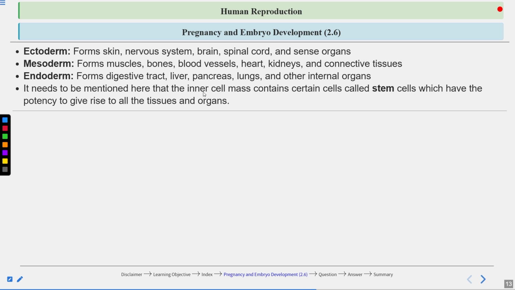It needs to be mentioned here that the inner cell mass contains certain cells called stem cells. Stem cells keep on dividing, and then they can differentiate to form different kinds of cells, tissues, or organs. So the inner cell mass contains certain cells known as stem cells, which have the potency to give rise to all the tissues and organs. You should remember this.